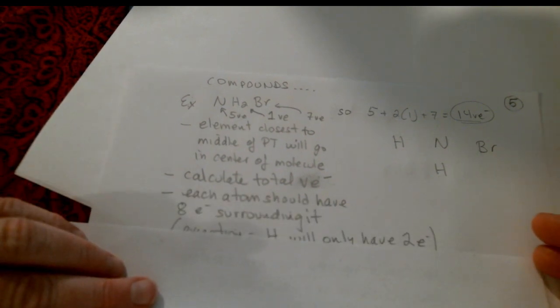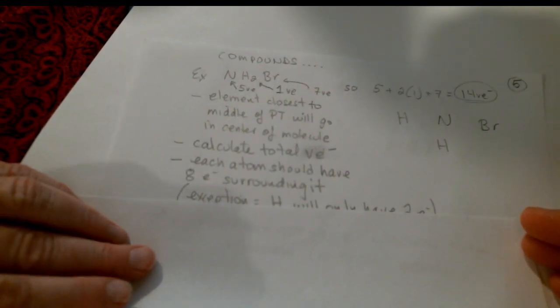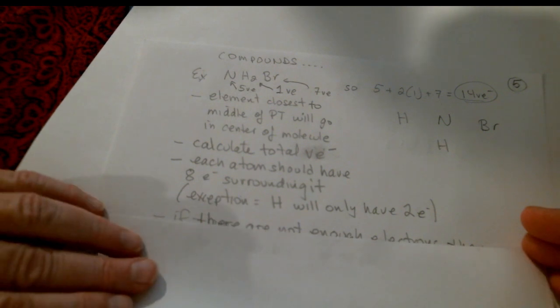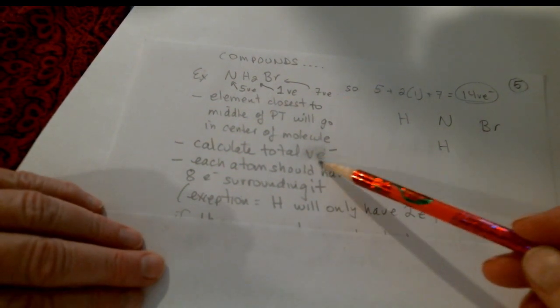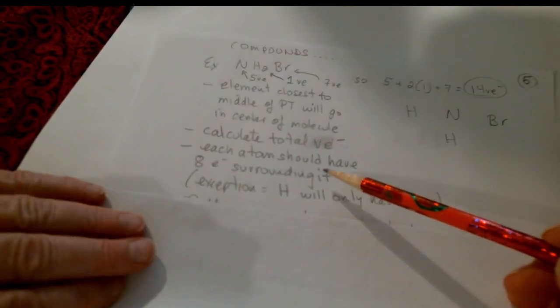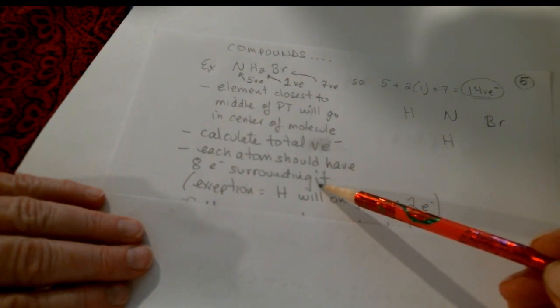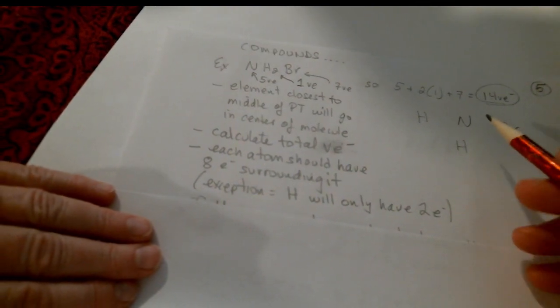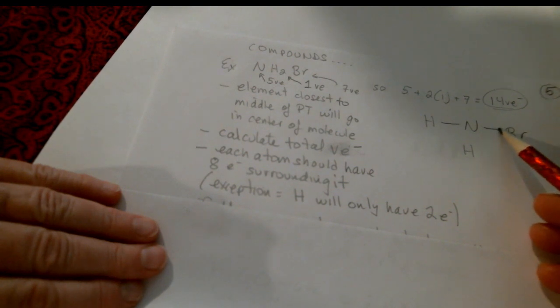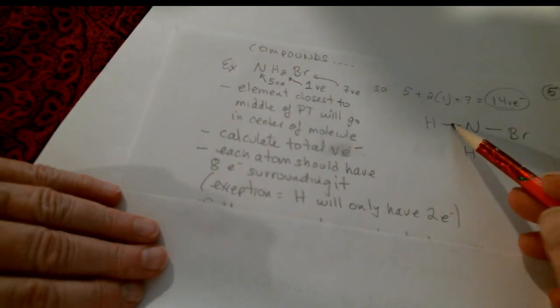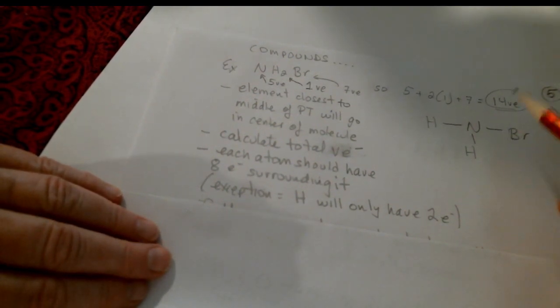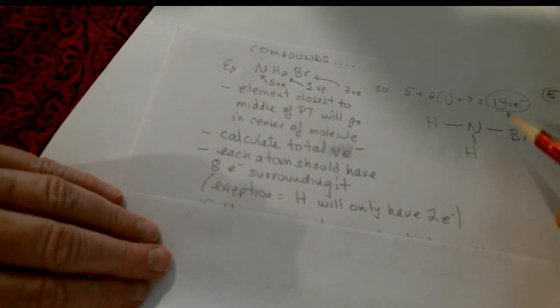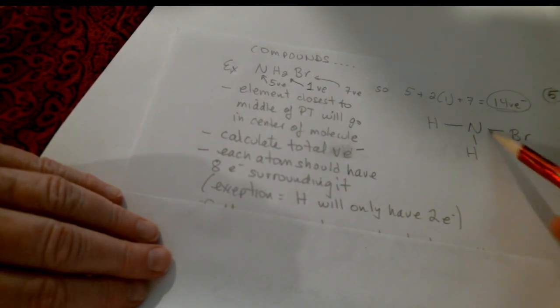I've calculated the total valence electrons. Each atom should have 8 surrounding it. So first of all, I need to connect them. Let's connect. Now I have used 2, 4, 6 of my 14. I have used up 6 electrons.